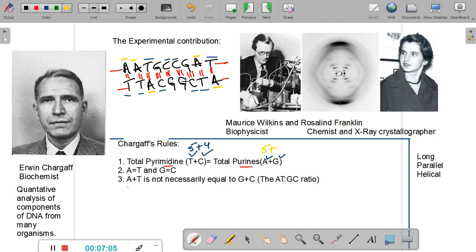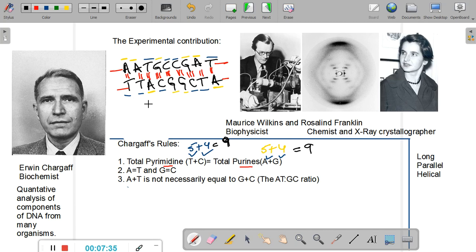And how many guanines do we have? Let us count. 1 and 2 and 3 and 4. And we got 4 guanines. And does this hold true? So 5 plus 4 is 9. Total number of pyrimidines in our fictitious segment that we just took is basically 9. And how many purines do we have? 9.